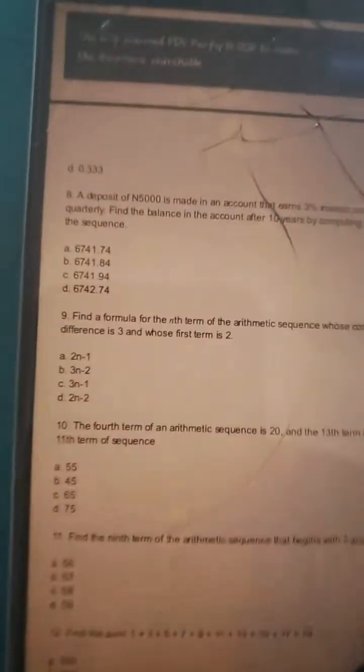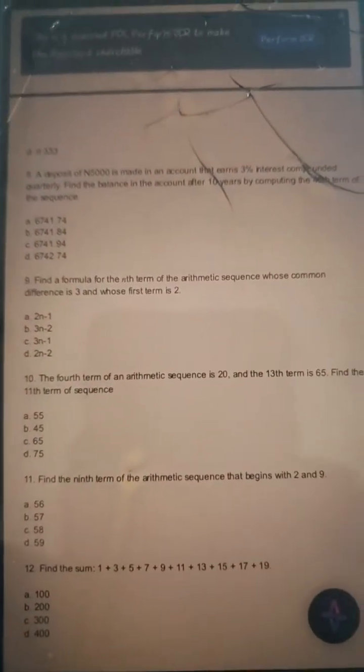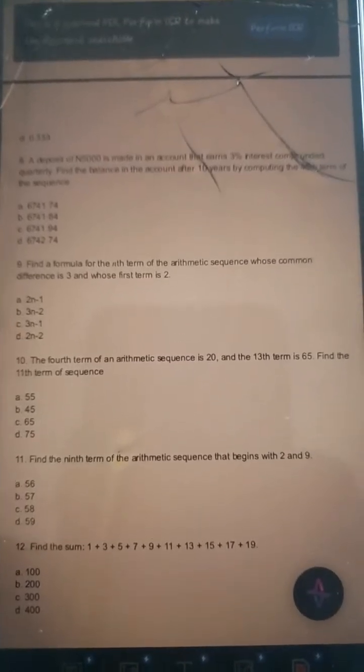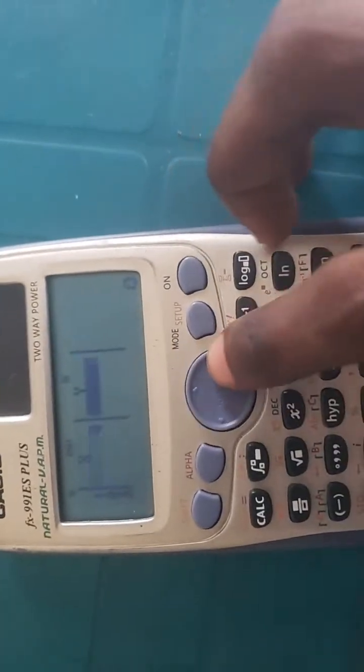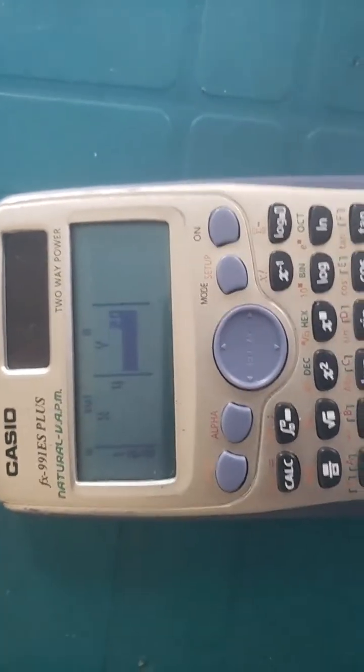So here we are told that the fourth term of the arithmetic sequence is 20, in the sense of T4 equals 20. So the position is 4. On my X column here, I'm just going to put in 4, equals, then the respective value, which is what? 20, right? So you write 20, then equals, as simple as that.